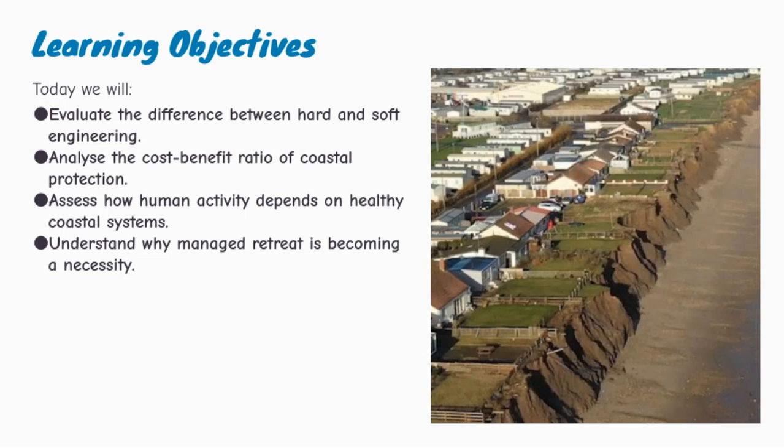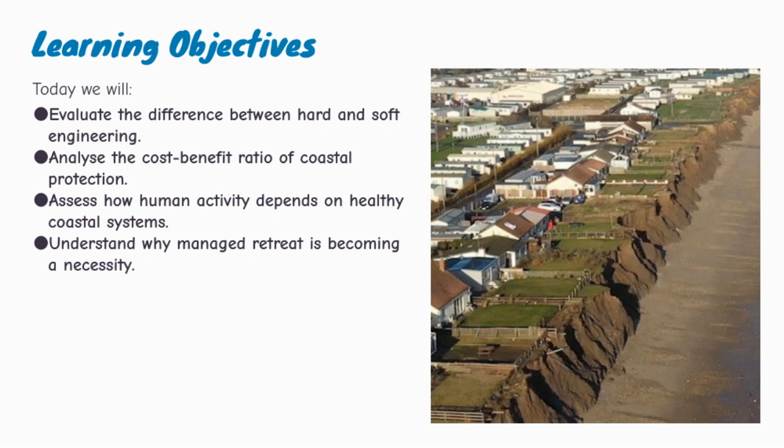Today we will do 4 things. First, we will evaluate the difference between hard and soft engineering. Hard engineering uses man-made structures to control coastal processes. Soft engineering works with natural processes to manage erosion and flooding. Second, we will analyze the cost-benefit ratio of coastal protection. This means comparing the cost of building and maintaining defenses with the value of the land, homes, businesses, and infrastructure being protected.